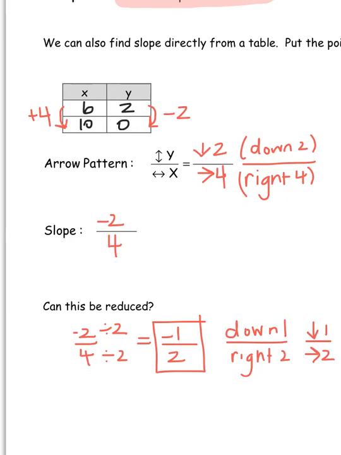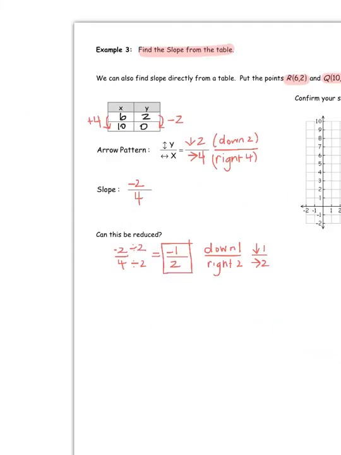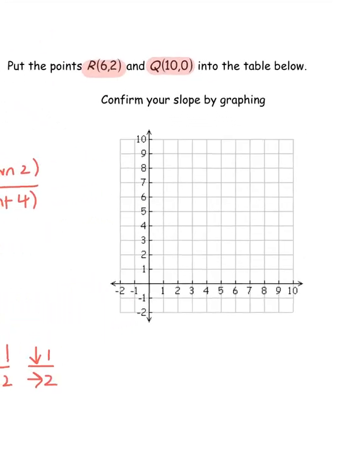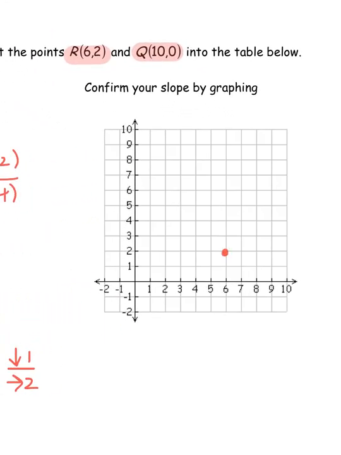Let's go up to our graph and see if this makes sense. Let's plot (6, 2) and (10, 0) and see if we can use our slope. (6, 2) would go here, (10, 0) would go here, and I'm going to pick a point and use my slope to find more points on the line. We said it was down 1, right 2, so that'd be right here. If I wanted to find points the other way, I would use the opposite direction, up and to the left: up 1, left 2, up 1, left 2, up 1, left 2. Now I have a bunch of other points on my line.